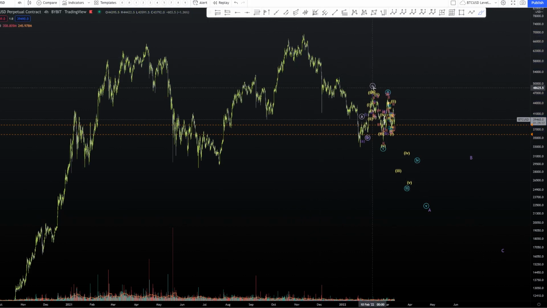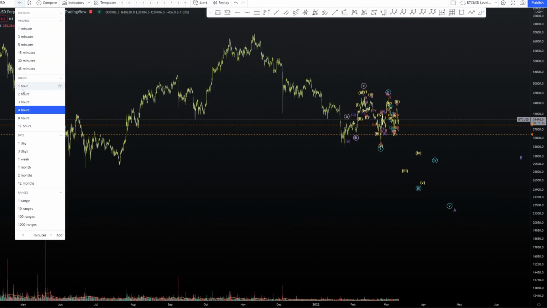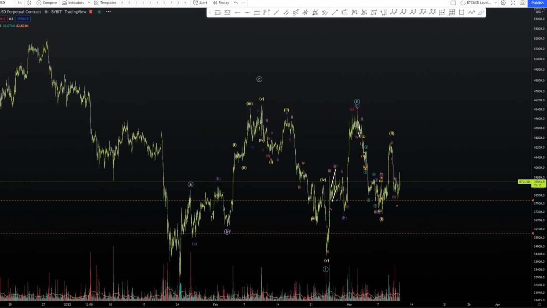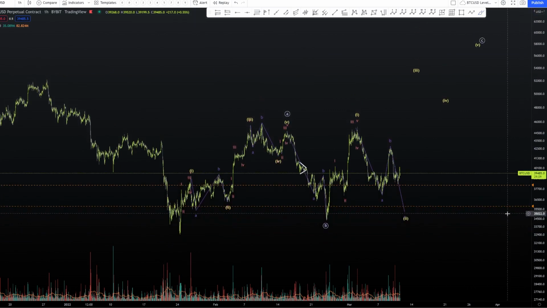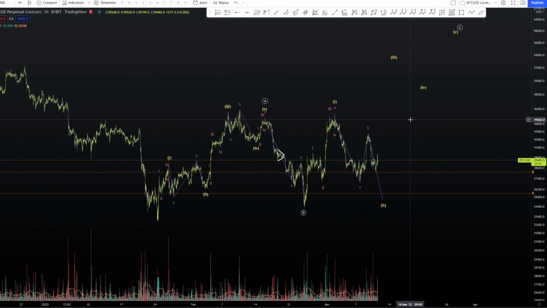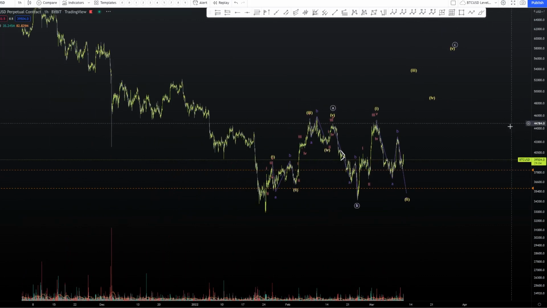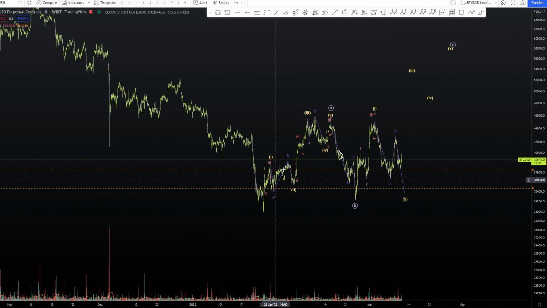So that's the first count we could be looking at locally. Now I'm going to go over the second count, and that would be this one right here, where it's a possibility. You guys might not be a fan of this count, but it is a possibility we have to keep in mind. This could simply be a wave A.